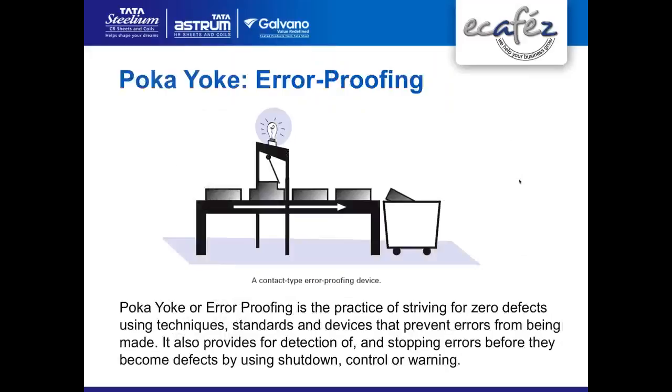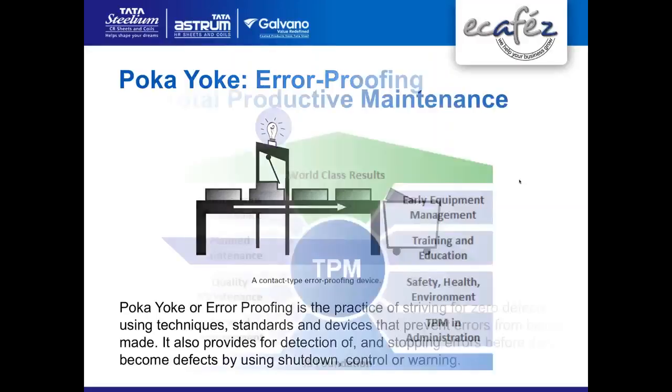Another tool for the prevention of mistakes and prevention of waste is called mistake proofing or error proofing, a technique used by building some intelligence into the machine's automatic control system to prevent mistakes so that defectives are not produced.